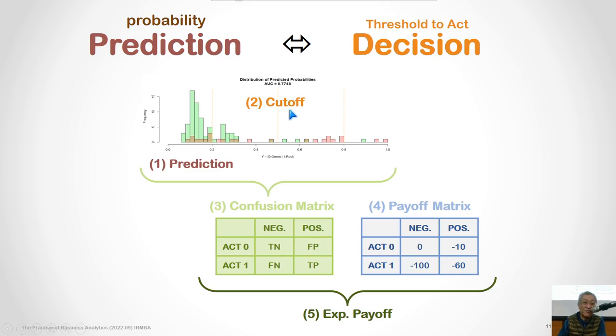Now, each of the cutoffs would produce a confusion matrix, okay? And each confusion matrix will lead to an expected outcome, right? So as long as you have a model to help you do the prediction, then you can always write a program to find the best cutoff that leads to the optimum expected payoff, right? Got the point? Question?